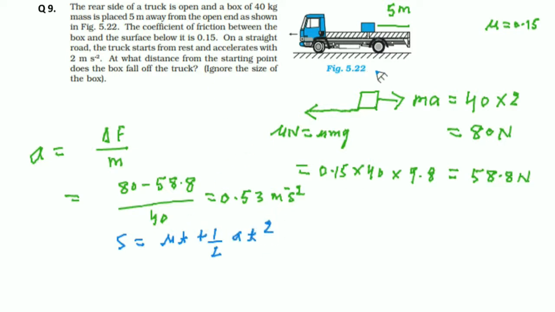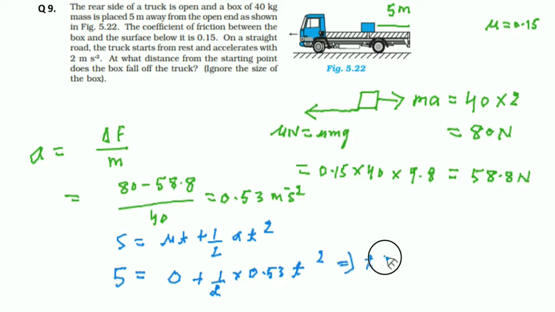For falling on the ground, the relative distance between the truck and the box that has to be covered is 5 meter. So S will be 5 meter. Initial velocity is given 0 because initially it was at rest, and half acceleration is 0.53 into t square. If you calculate, the time equals 4.34 second. This much time it will take to fall down here. But in this time the truck will move. Only the block has moved 5 meter relative distance with respect to the truck, so let's find how much distance the truck will travel.